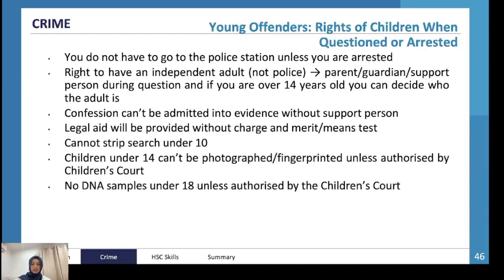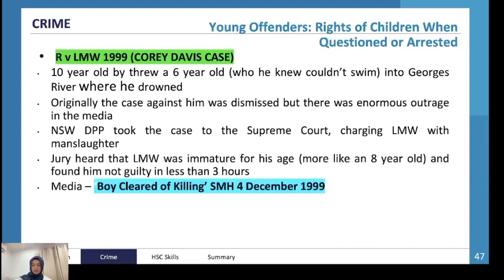Let's look at the Corey Davis case, also known as the R v LMW case. A 10-year-old threw a 6-year-old, who he knew couldn't swim, into the Georges River, where he drowned. Originally the case against him was dismissed, but there was enormous outrage in the media.